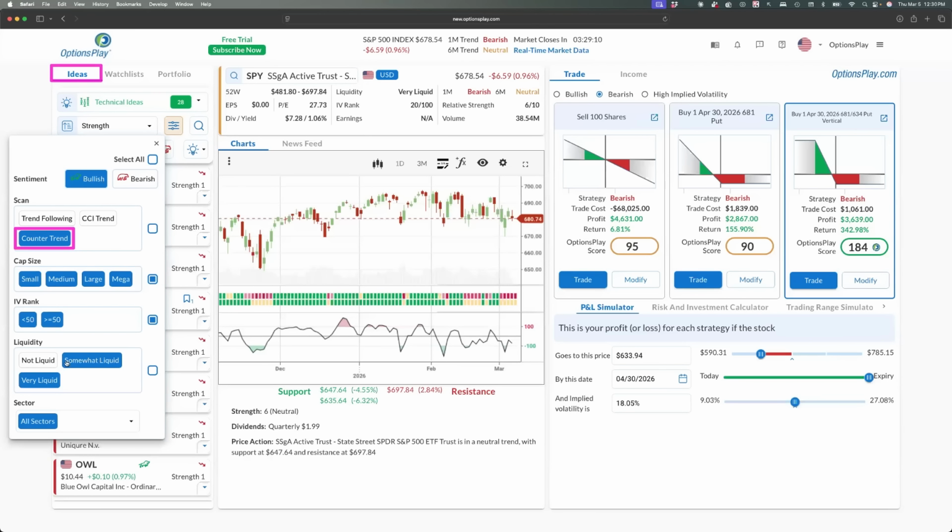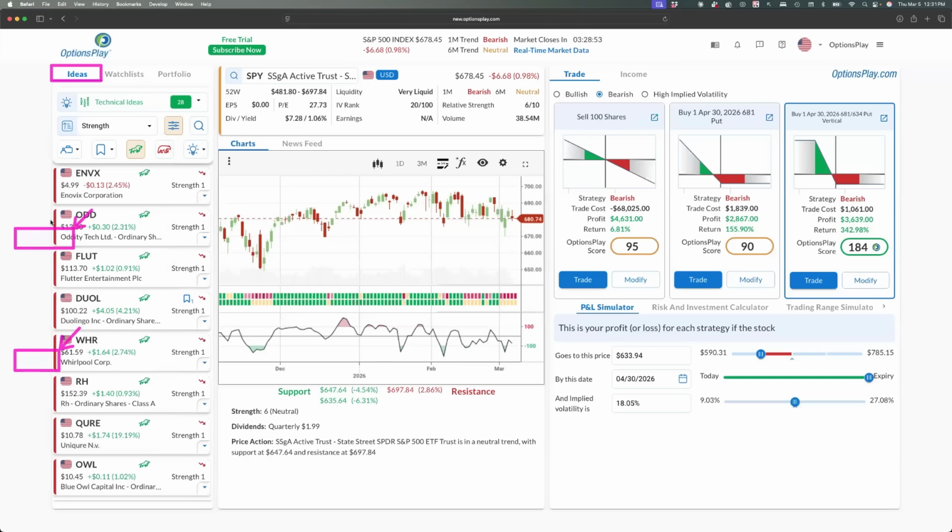And so what I'm doing here is I'm also, at the same time, removing anything that's not liquid, because if we're trading options on it, it doesn't make sense for me to look at stocks where the options aren't very liquid. So I'm just going to filter that out at the very beginning, and that's going to help me immediately filter a few hundred ideas down to 28. So there are only 28 ideas.